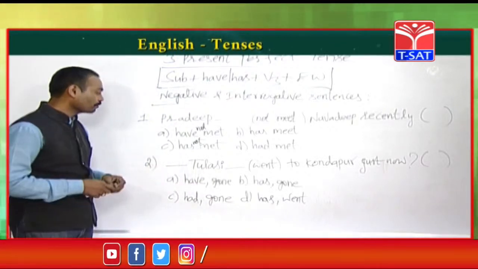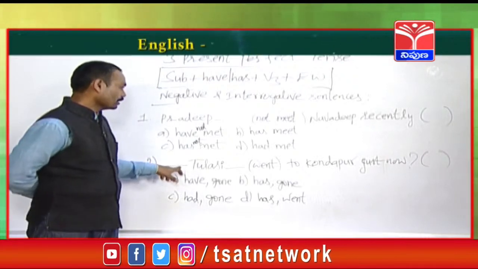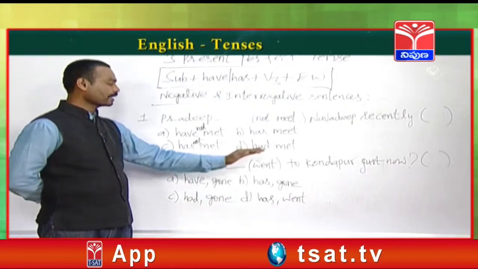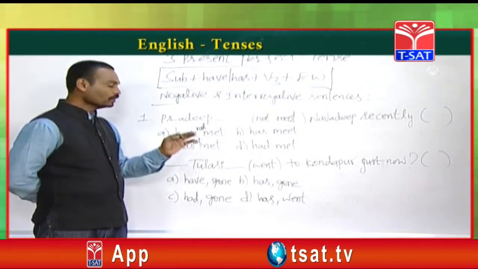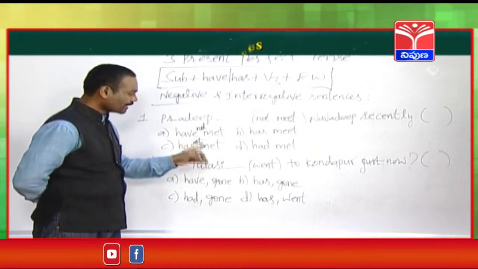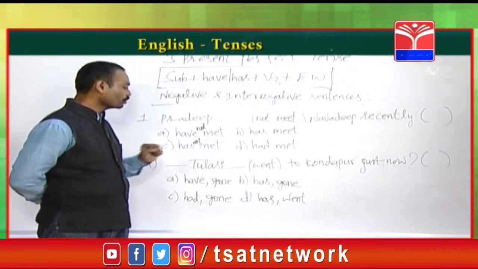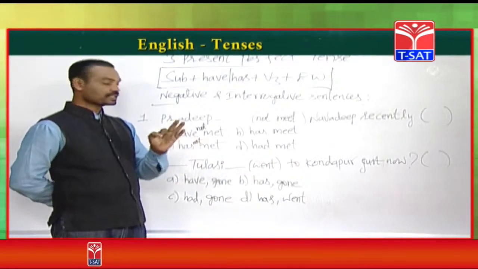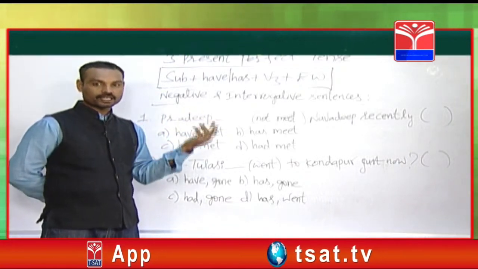Next, let's see one more example that is from interrogative sentence. How can you find out it is an interrogative sentence? Question mark is there. So you can think that it has been given from interrogative sentence. So what subject is there? Tulasi is there, dash, under the bracket one verb is there, to Kondapur, just now. Wow, just now, it is the symbol of present perfect tense.